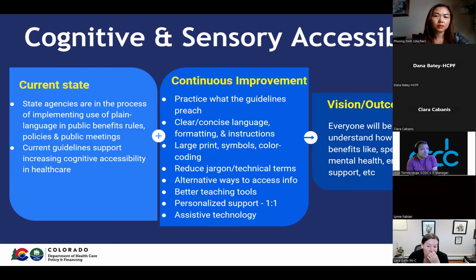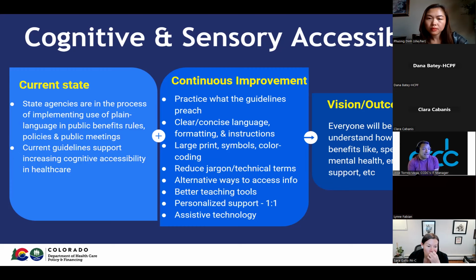For continuous improvement: practice what the guidelines preach. So often the guidelines say one thing, but the practices show another thing. And that's why we say that. Clear and concise language, formatting and instructions. So for example, when presenting something in a meeting or when sending materials out to the community, make it in a clear language that is concise. So you can access the legal jargon and all that, but you have access to an alternative version, for example, that has a plain language explanation.